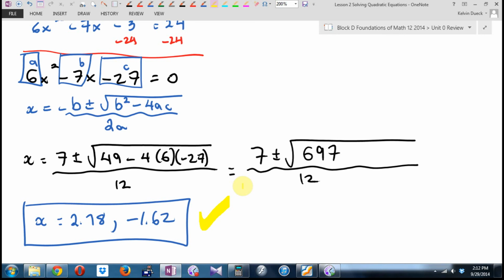Yeah, you're going to get a 697 inside the square root. Did you get that, Ty, or no? Okay, so clear your calculator, because it's one of 3 things, so you and I are going to type together. 49. Make sure you use a subtraction, not a negative. And then 4, hit your times button. 6, hit your times button. Make sure you use a negative, not a subtraction, 27. And if you hit enter, now it'll say 697.